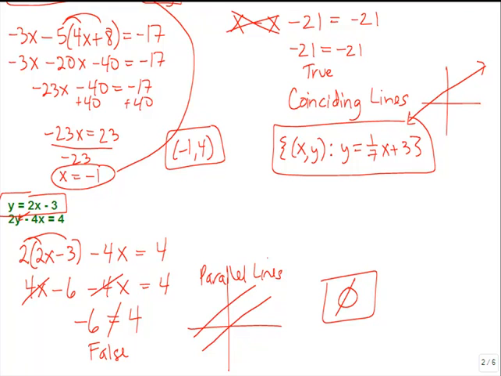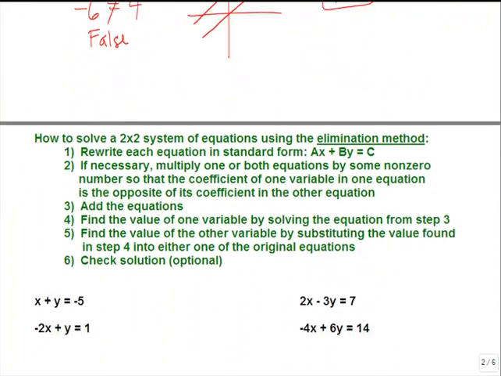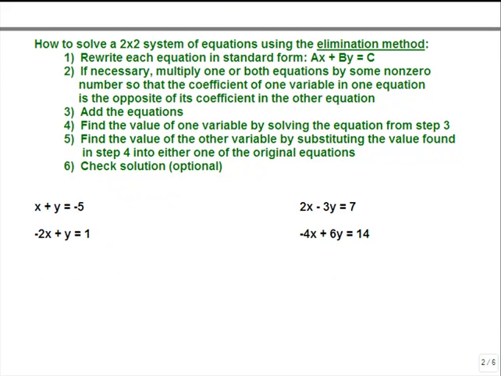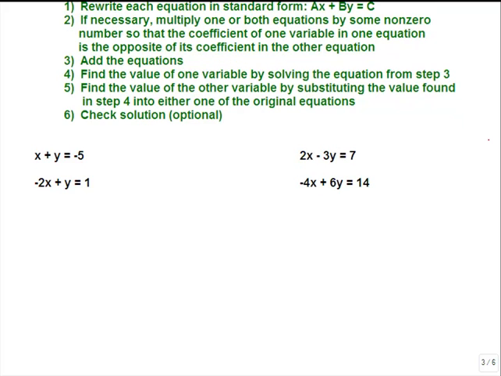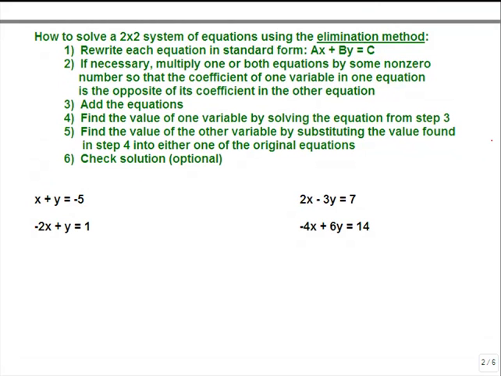Alright, so we've talked about solving a system graphically, which isn't always very accurate. Then we've talked about substitution, which works really well. The third method that we're going to use is called elimination. So here's how elimination works. The first thing you want to do is try to get your two equations in what we call standard form, and that's this form ax plus by equals c.